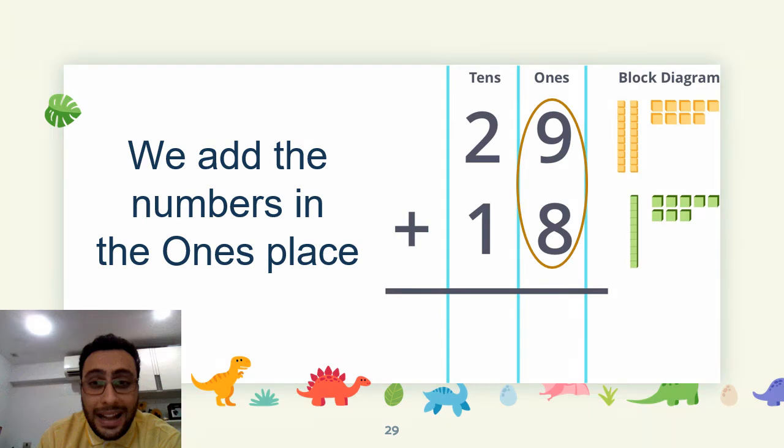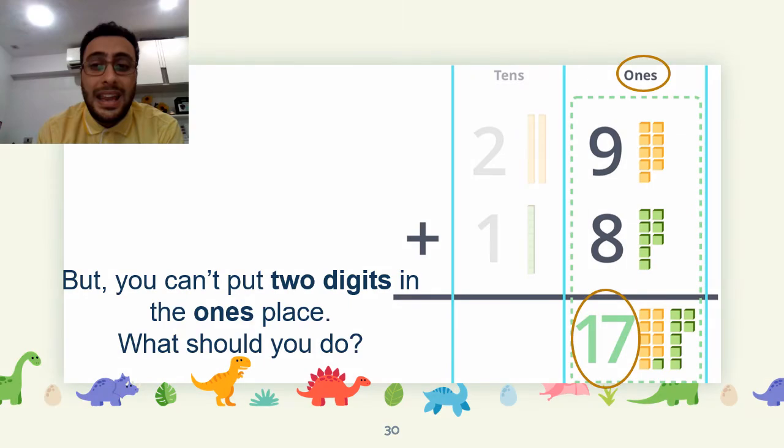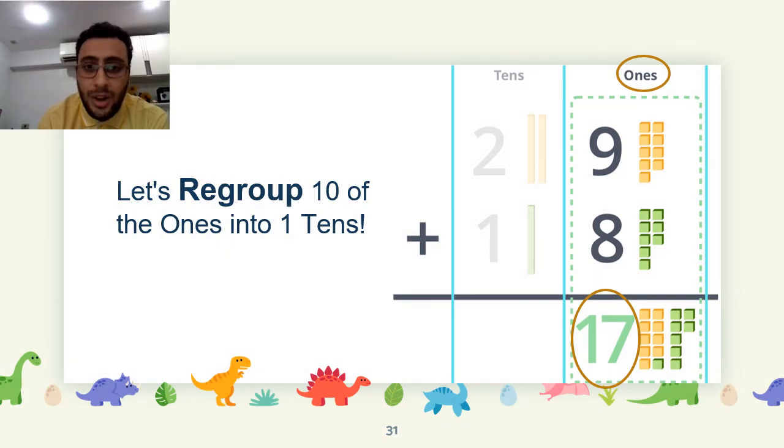So let's add them together. 9 plus 8. 9 plus 8 equals 17. Uh-oh, we cannot put a 2-digit number in the ones place, right? Remember, we have 7 ones. Okay, good. But look at here. We have 1 ten. So what do we do? We have to move it to the tens area. So we have to regroup, okay?